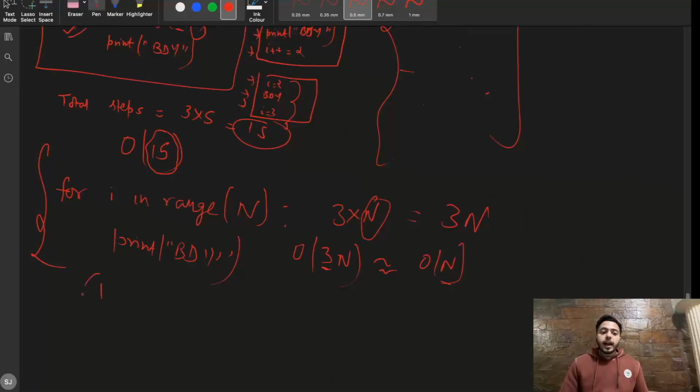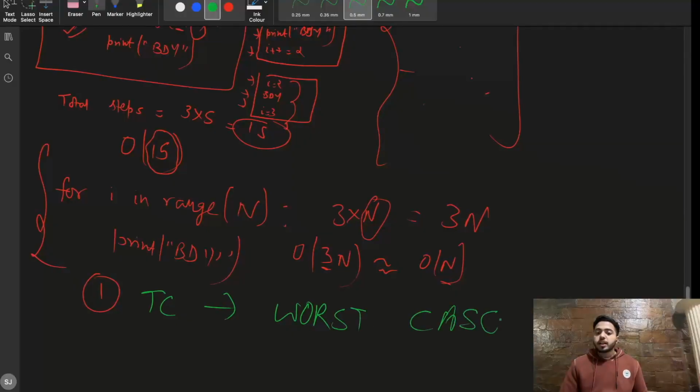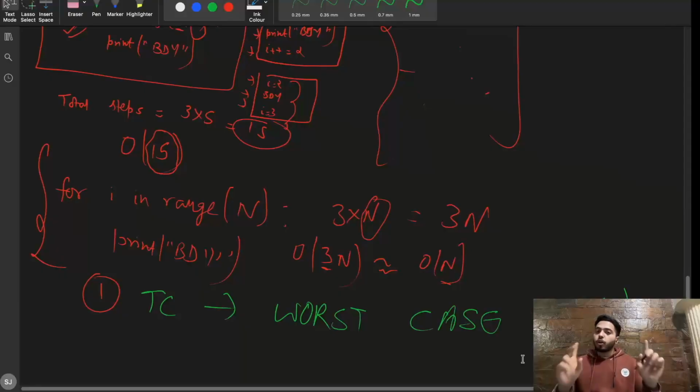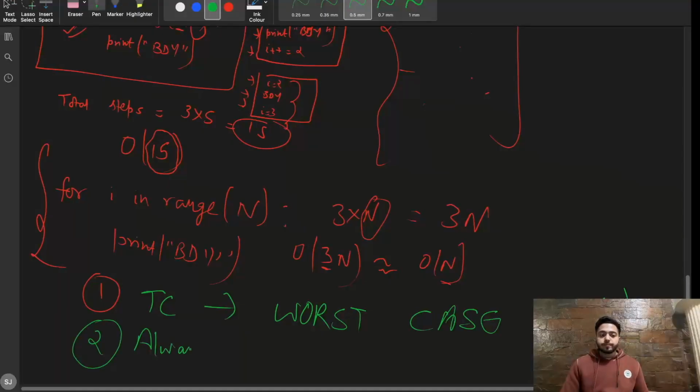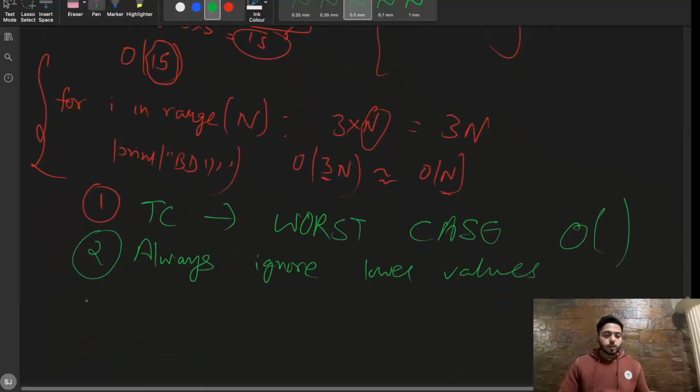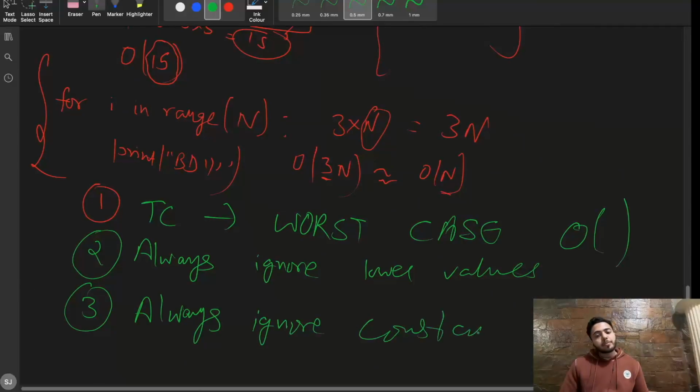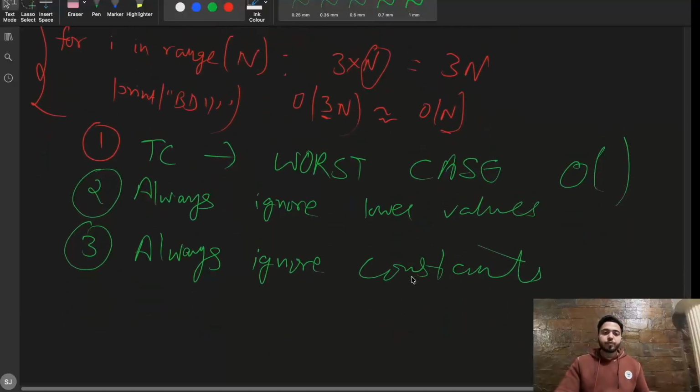Firstly, whenever you calculate time complexity, guys, calculate it for the worst case, which is your big O. Always calculate for the worst case, because we will tell the interviewer that this is the worst case. Second, always ignore lower values. And thirdly, always ignore constants. Very, very important rules. Let's see what I mean by this.